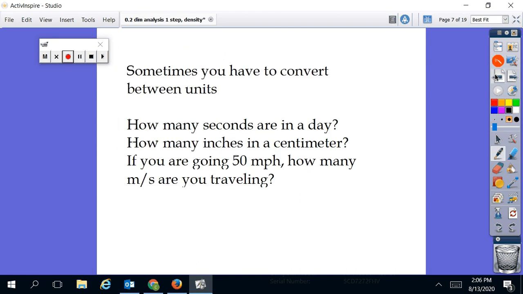Sometimes you have to convert between units. How many seconds are in a day? How many inches are in a centimeter? If you're going 50 miles per hour, how many meters per second are you traveling? You've got to have a method to convert between units.